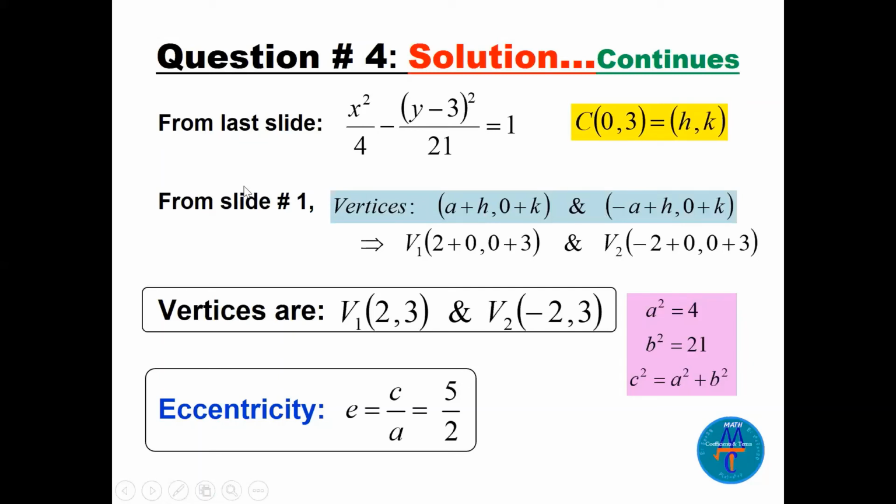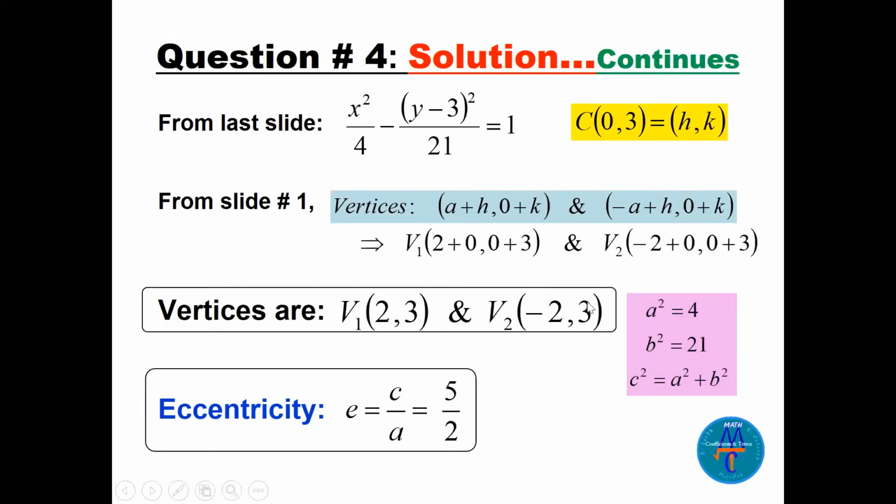Now from slide number 1, vertices, remember these are the formulas. With shifting: a plus h, 0 plus k; minus a plus h, 0 plus k. Just plug the numbers in. So a squared is 4 here, so a will be 2, minus 2. Minus a here, put minus 2. H is 0. K is 3. So these are the vertices: (2, 3) and (minus 2, 3).